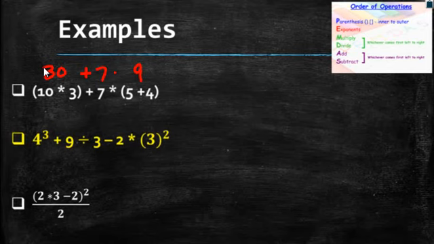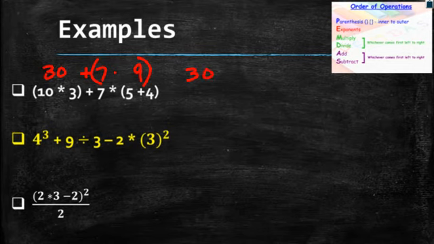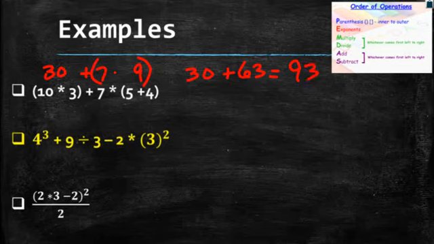So once we got rid of the parentheses, we do the next one. The next thing that happens is we don't have exponents, but we do have a multiplication. So we need to do that first. So I'm going to put parentheses around that so I know how to do that. So 7 times 9 is 63. So I have 30 plus 63 would give us a total of 93. So that would be our answer following the order of operations there.